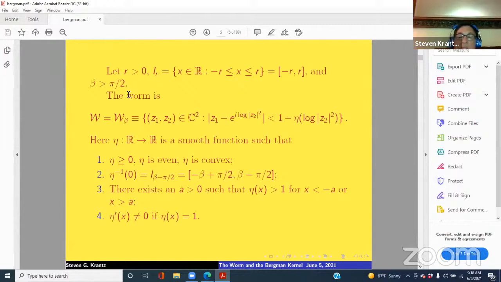And if you look at the definition here of the worm, you have to learn how to read these things. You think of this expression as the center of a disk, and this is the element of the disk, and this, of course, is the radius of the disk. And notice that when log |z2|^2 is small, then eta is 0, so this is just 1 over here. And notice that the centers are spinning around. And so the shape that you get of this domain is like a worm. And that's where the name worm comes from.